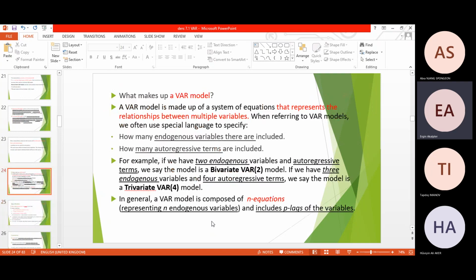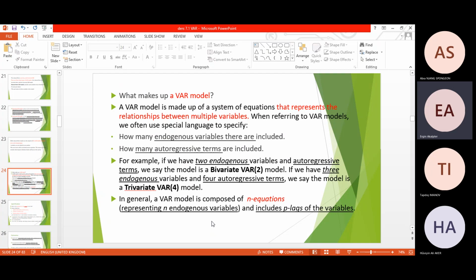If you are going to ask what makes up a VAR model, a VAR model is made up of a system of equations that represents the relationship between multiple variables. When referring to VAR models, we often use special language to specify how many endogenous variables are included and how many autoregressive terms are included.